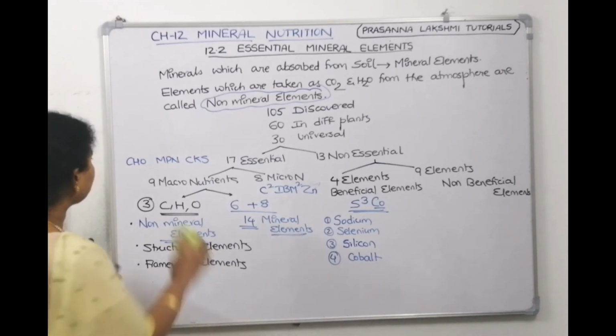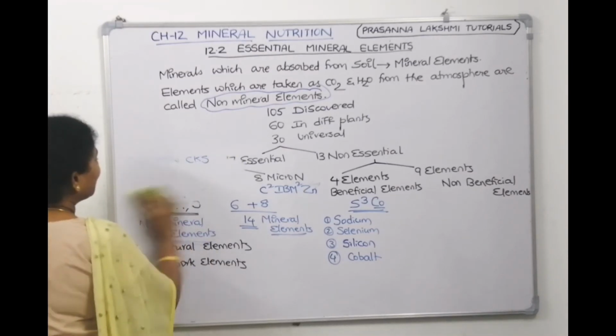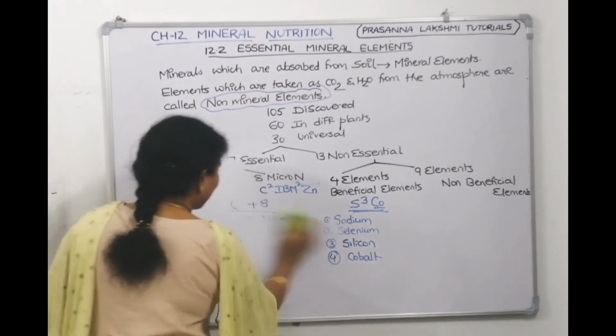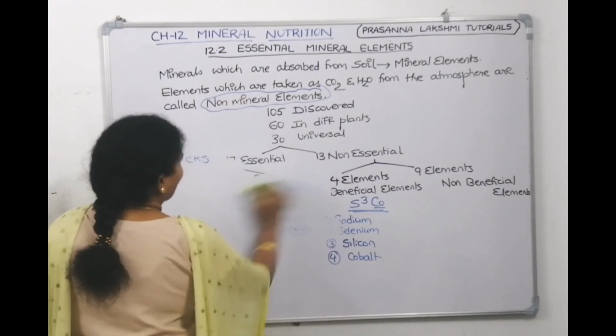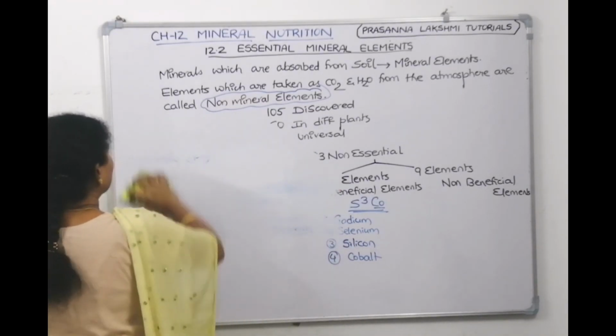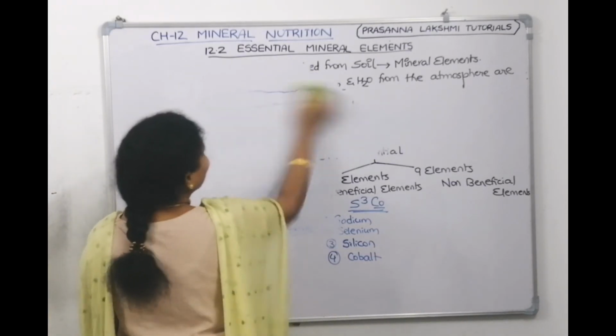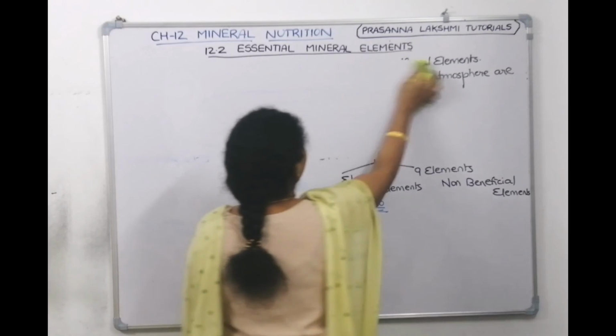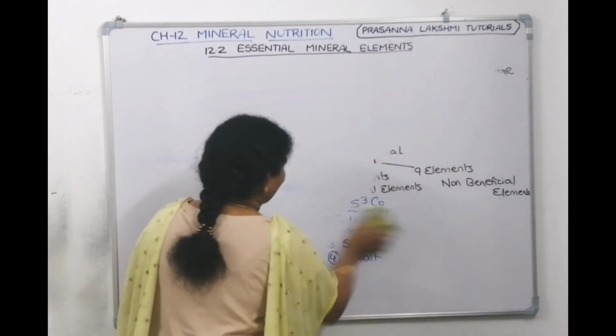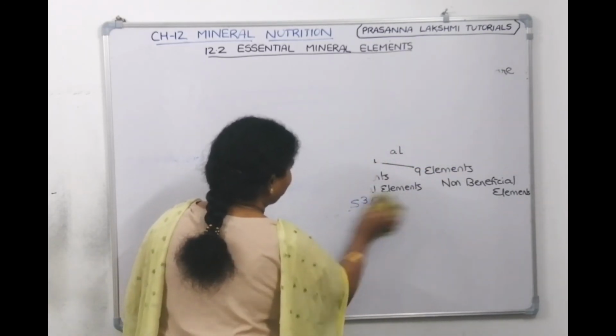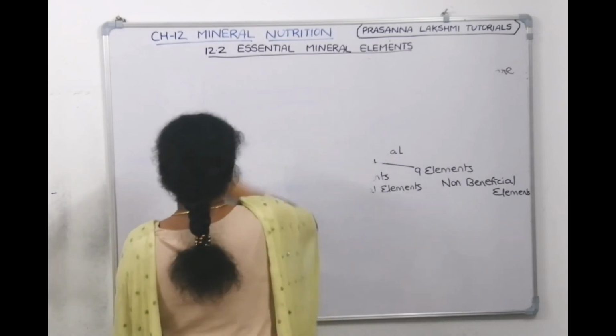Right, children? So what did we discuss so far? Some are essential, some are non-essential, some are beneficial, some are non-beneficial, some are structural, some are mineral, some are non-mineral, right? And 2 more terms are there. Let me tell you those 2 more terms also.